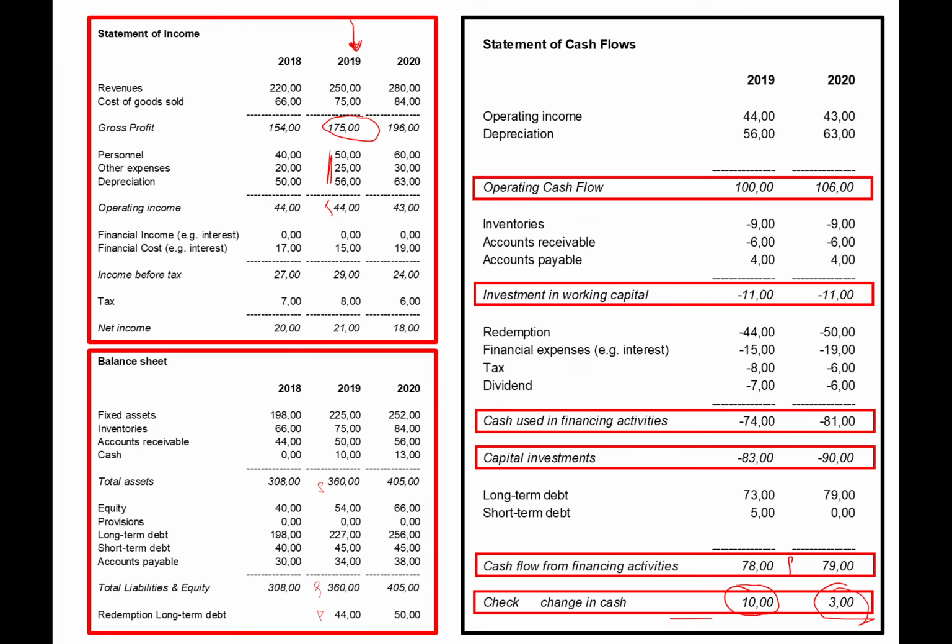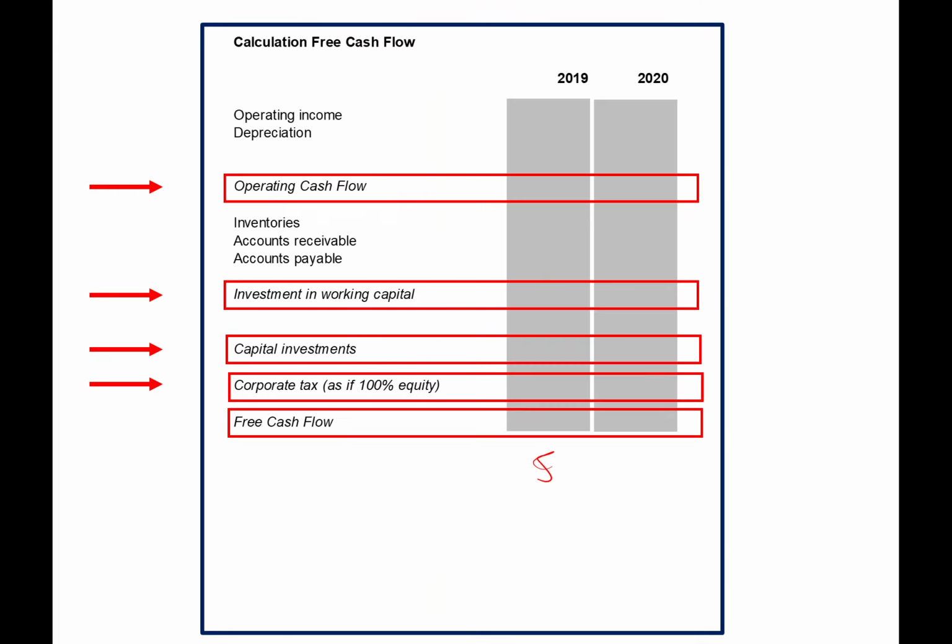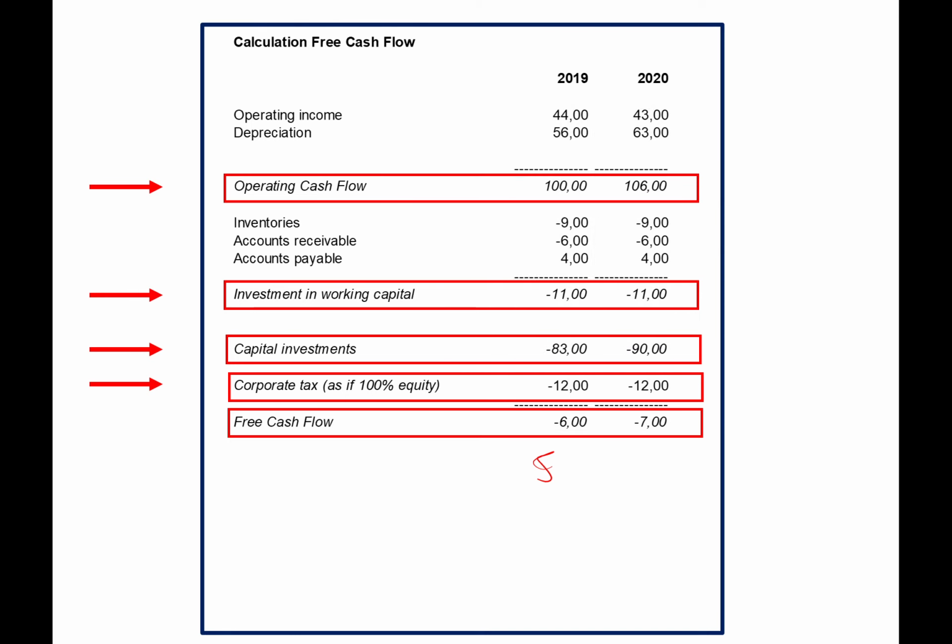Although the firm realizes a net profit, I go back here, you see it, net profit of 21 and 18 in 2019 and 2020, then the free cash flow is negative. And that's because we invest a lot. Probably that is one of the reasons over here.